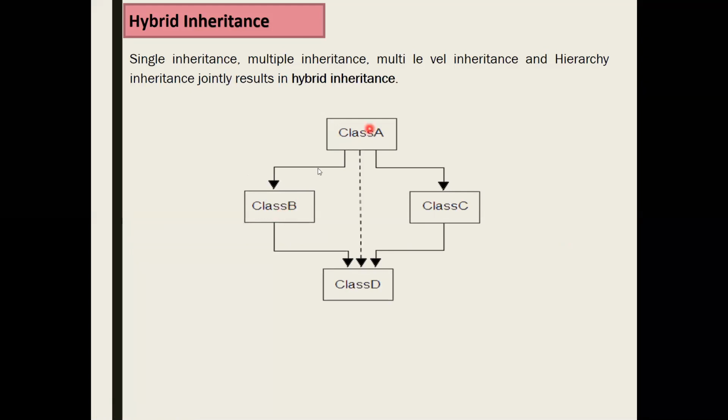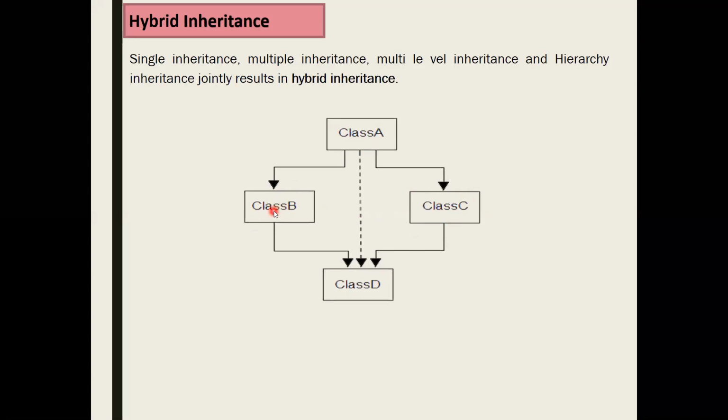Class A and class B alone, if you see, single inheritance has been included. Same way, class A with class C, single inheritance. Same way, class C to class D, single inheritance. Class B to class D, single inheritance. Right? Now, one base class, multiple derived classes. Class A is the one base class, and it has multiple derived classes, that is said to be hierarchical inheritance.